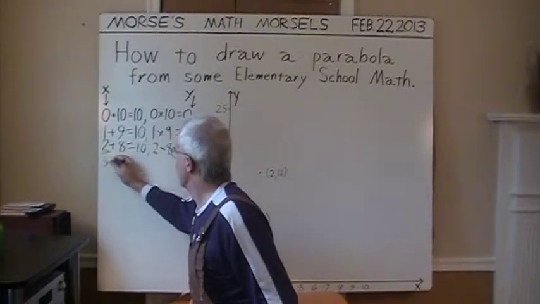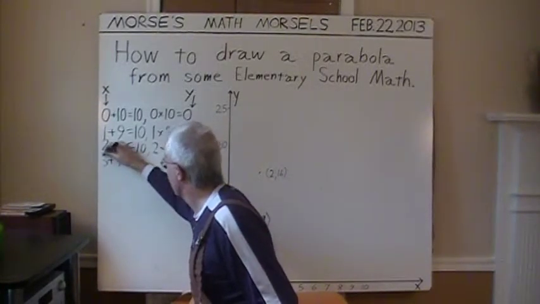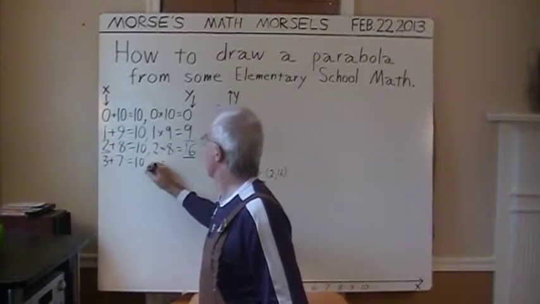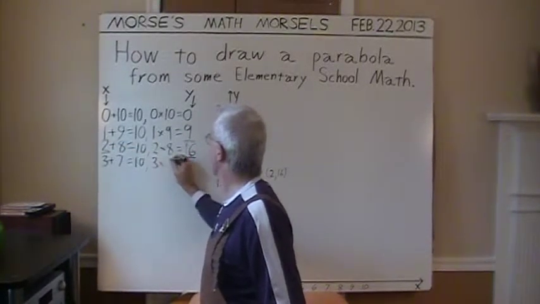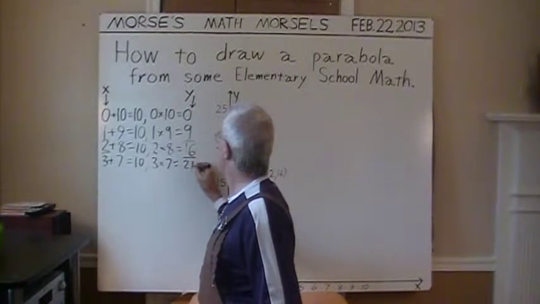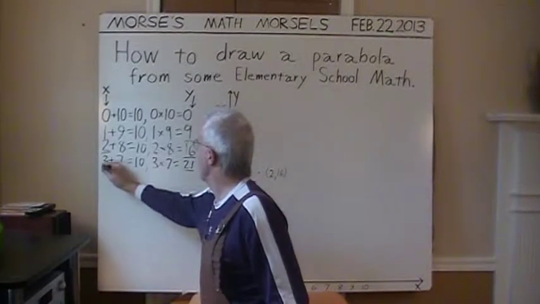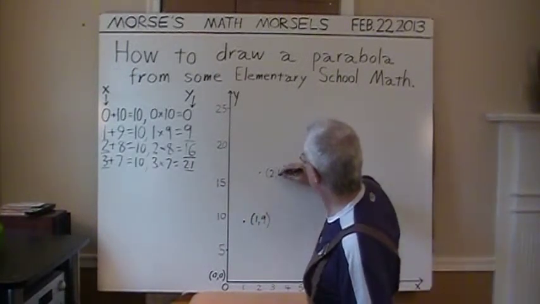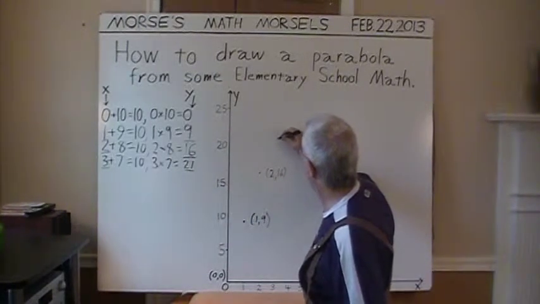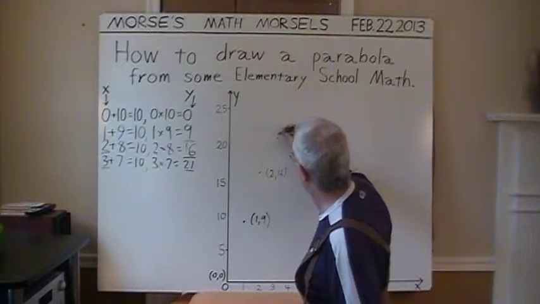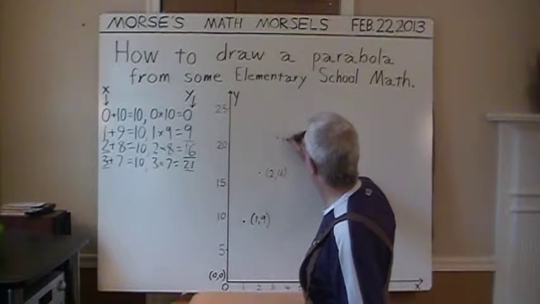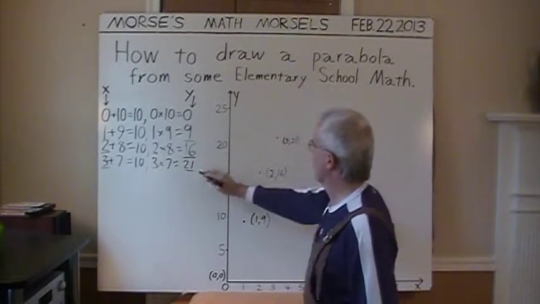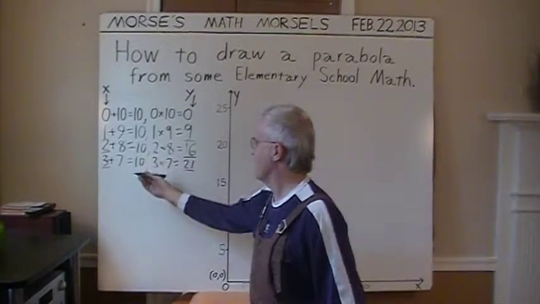Continuing with the additions. 3 plus 7 equals 10. Well, 3 times 7. Now we have 21 and 3. The 3 is the x value. Let's move up to about where 21 appears to be. Looks like it's about here. I'm going to label that 3, comma 21. 3 for the x, 21 product for the y.